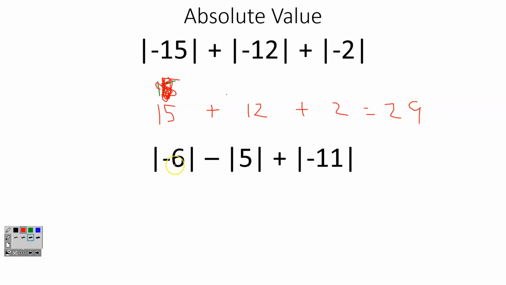Down here we have the absolute value of -6, which is 6. We're going to be subtracting the absolute value of 5, which is 5. And then adding the absolute value of a -11, which is 11. So 6 minus 5 is 1, plus 11 which is going to give me 12. So there you go. There's your absolute values for you.